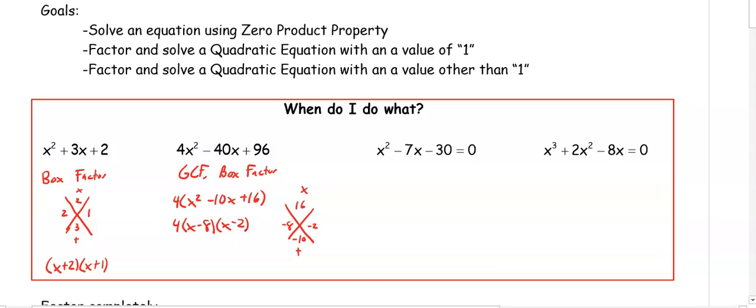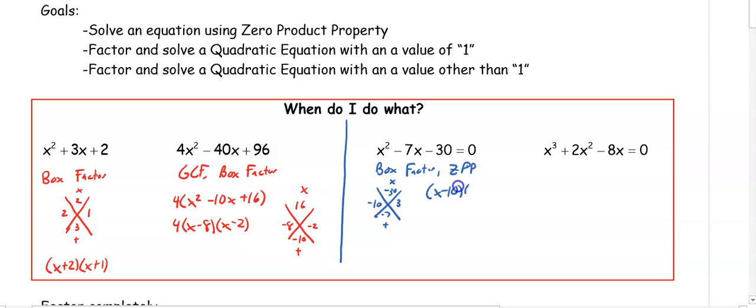Now, in the next two, the difference is that we have them set equal to 0, which means there's going to be more steps involved. So in this one, we would need to box factor and then use ZPP. So first we have to figure out what multiplies to negative 30 and adds to negative 7. So we want one of each sign. So those numbers would be negative 10 and 3.